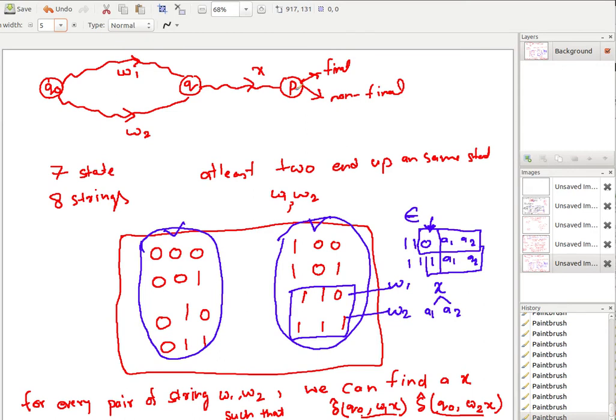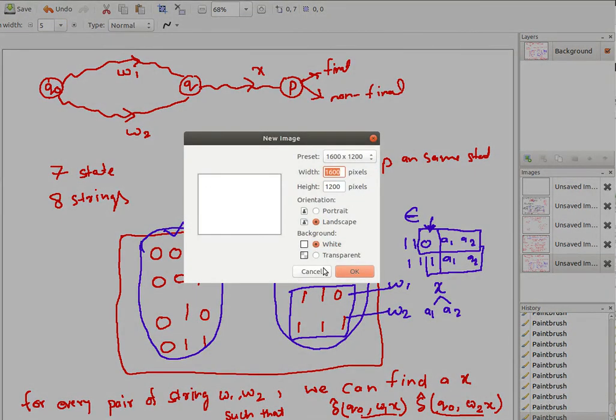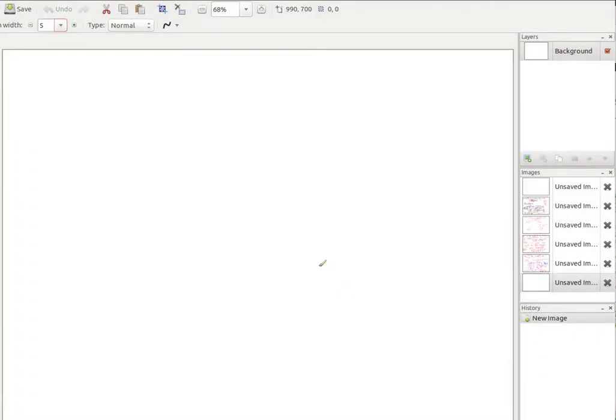So NFAs are really more powerful than DFAs. But are they really extremely powerful? That they can actually solve more languages, they can express more languages than the DFA? The answer is no. The power of DFA is the same as the power of NFA in terms of recognizing languages. In terms of expressing languages, the answer is they are of the same power.